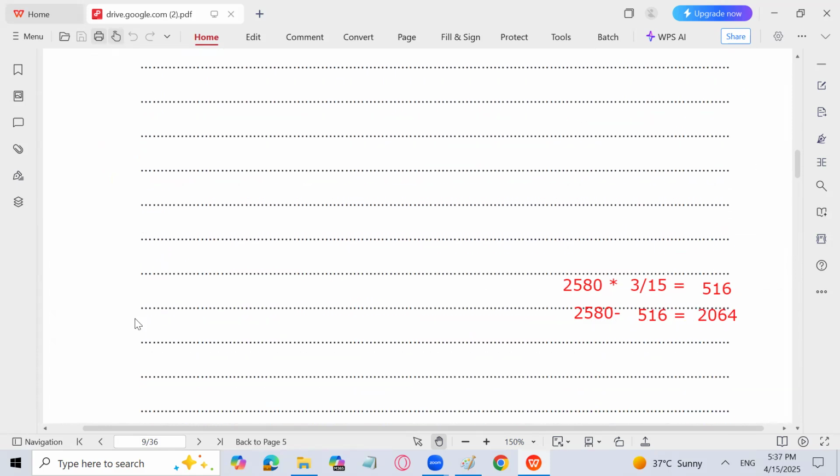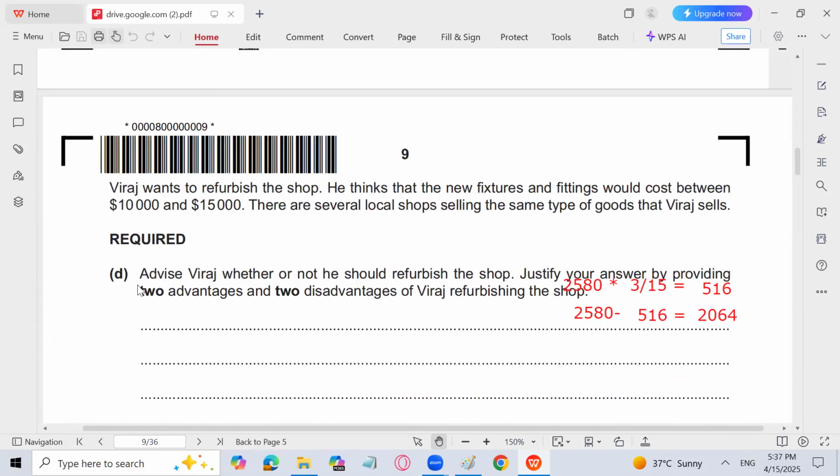And I will go with refurbishing the shop because we should have a unique selling point. If we are going to buy fixtures and fittings, it will give us an edge over others. Our non-current assets will also increase, and it is possible that we can have more customers. But the problem is this, that we have a bank overdraft already. So 10 to 15,000 is a big amount, right? It can create a cash flow problem for the business.